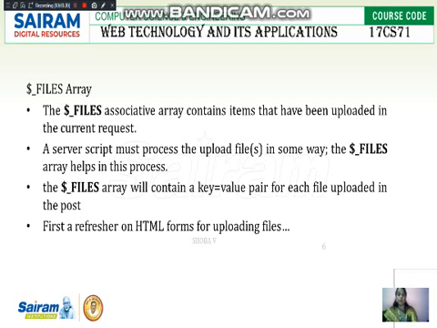And the file array. Here in the file array, we are going to see how to handle files and how to upload them. Whatever files we upload will first be stored in a temporary directory, and afterwards moved to the target destination. The files associative array contains items that have been uploaded in the current request. A server script must process the uploaded file in some way, and the $_FILES array helps in this process. This array will contain a key-value pair for each file uploaded in the post.